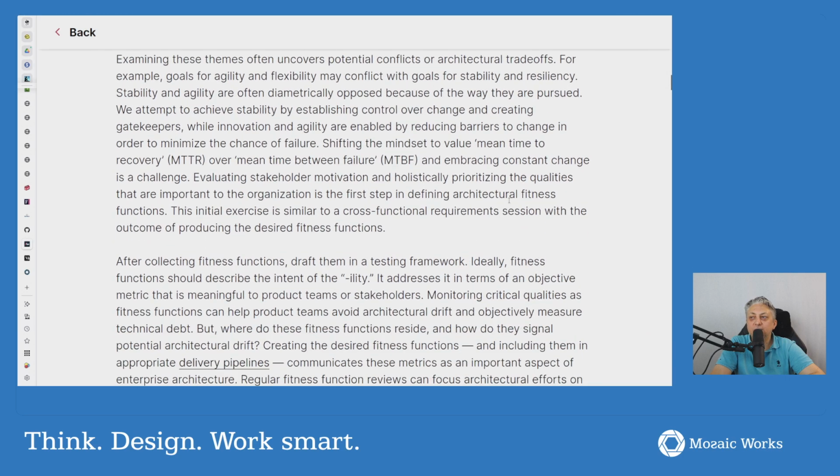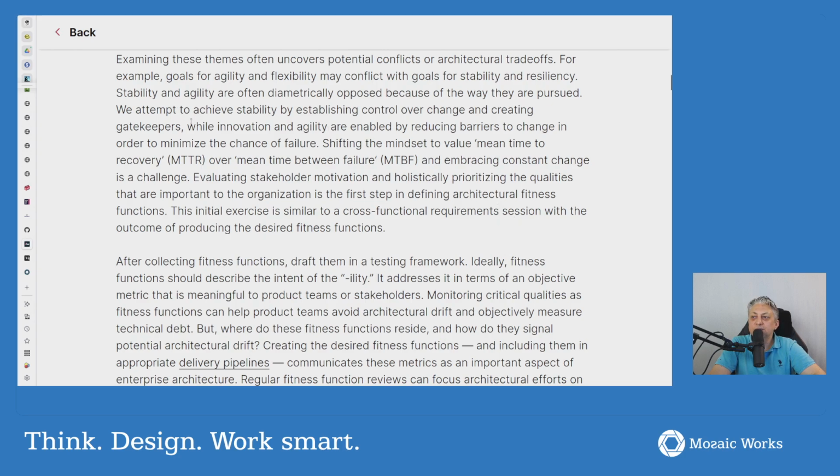Examining those themes often uncovers potential conflicts or architectural trade-offs, almost every time. For example, goals for agility and flexibility may conflict with goals for stability and resiliency. Yeah, and another one that's very common, performance versus security. Usually when you introduce security, more security means more cryptography, more validation, which increases response time, so usually decreases performance, but that's okay, that's the game.